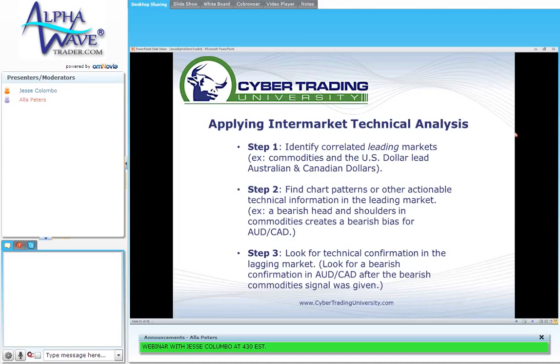And the third and final step is you want to look for technical confirmation in the lagging market. So you want to look for a bearish confirmation in the Australian dollar or Canadian dollar after the bearish commodity signal was given. So don't worry, I'll show you this in a visual manner shortly.